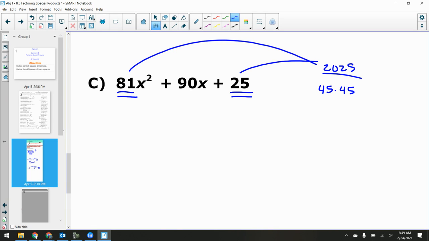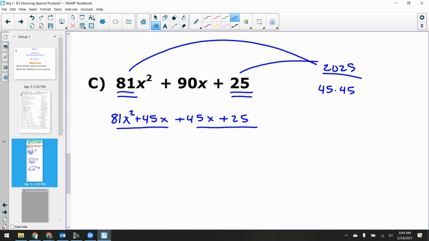How would you, is that all we have to do? Or do we have to, well, now we go through the process of factoring it. 81x squared plus 45x plus 45x plus 25. So we still have to do it. It's just finding the correct factors that work. If they're both perfect squares, this might be one of those special cases where you can square root it and see if those factors work.